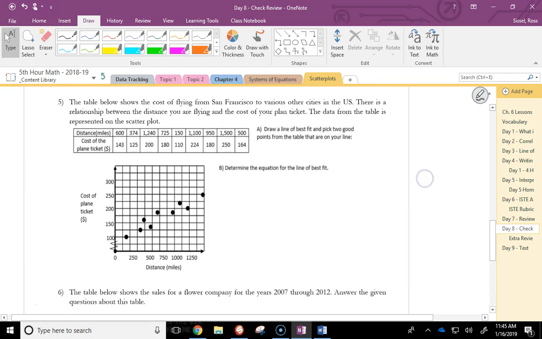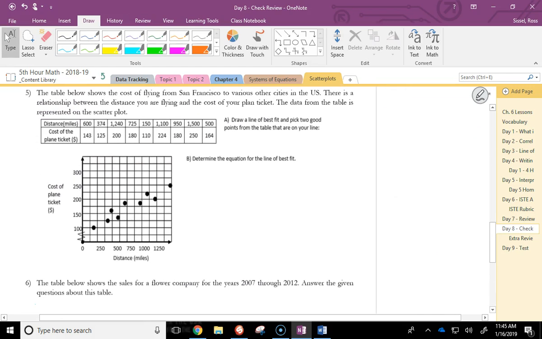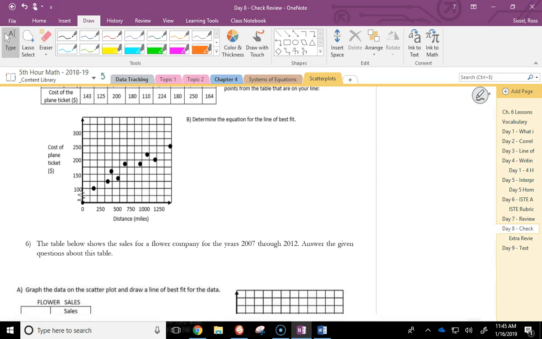Okay, I believe this is our last little page. Number 5, we're close to being done on this. So they did the hard part for us, which is going to be good. It says the table below shows the cost of flying from San Francisco to various other cities in the U.S. There's a relationship between the distance you are flying and the cost of your plane ticket. The data from the table is represented on a scatterplot. A. Draw the line of best fit and pick 2 points from the table that are on your line. So, I'm going to go on here.